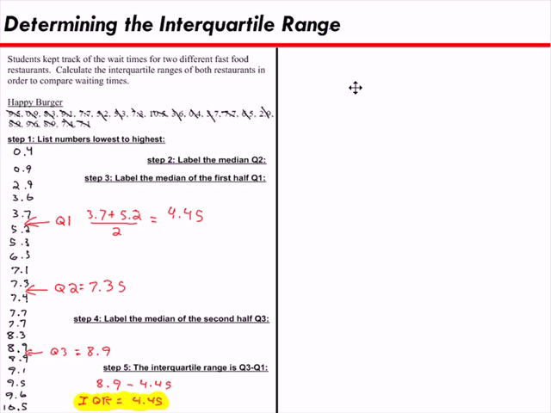All right, so now it's your turn. I'm going to put you to work so you can help me out here. I've done the calculations for Happy Burger, but now it's your turn to tackle Chicken Shack. Here is the list of waiting times for Chicken Shack. So follow the steps I showed you here on the left and try and find the interquartile range for those numbers.